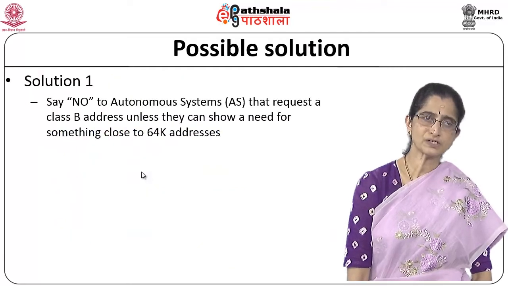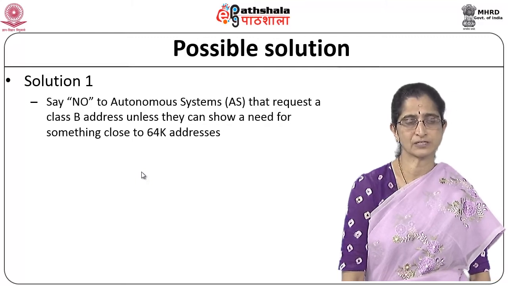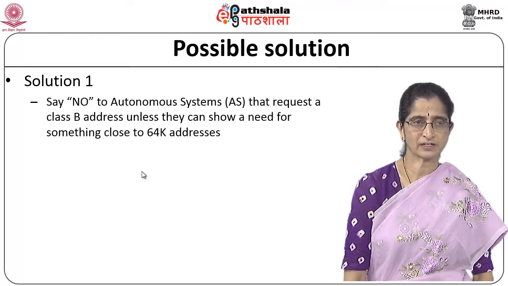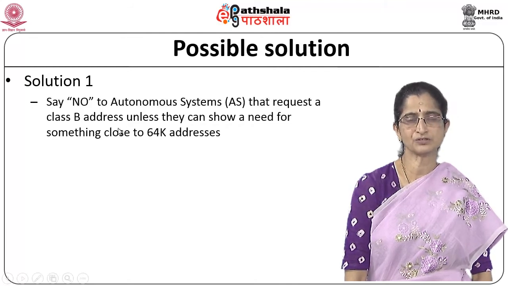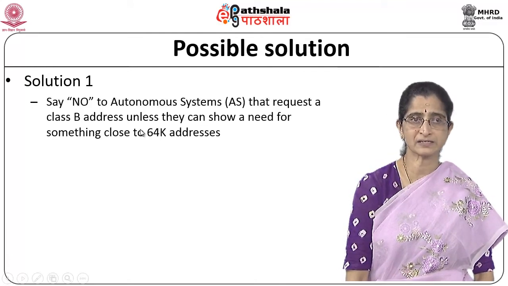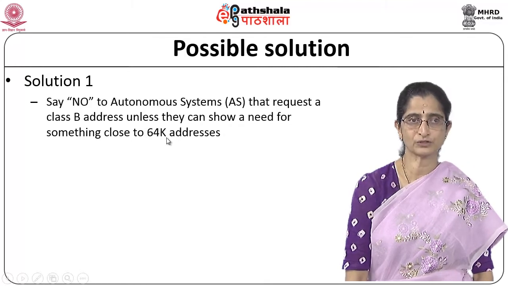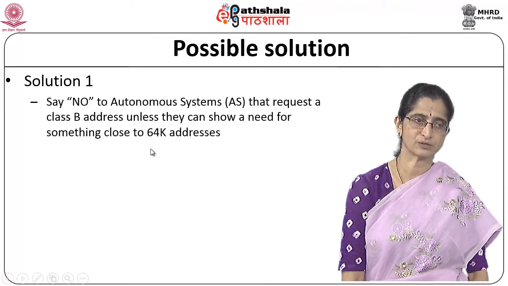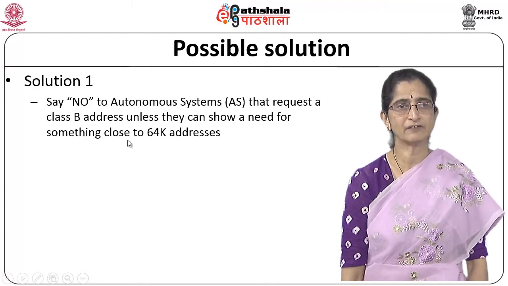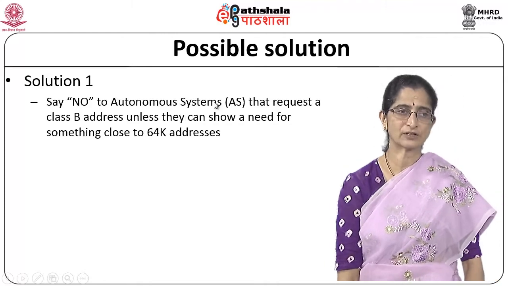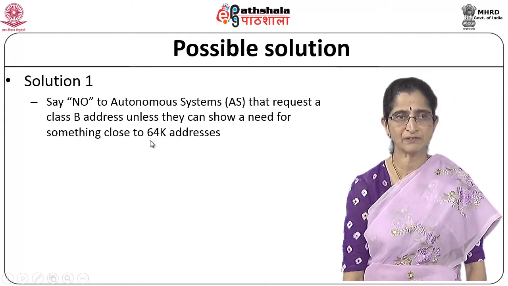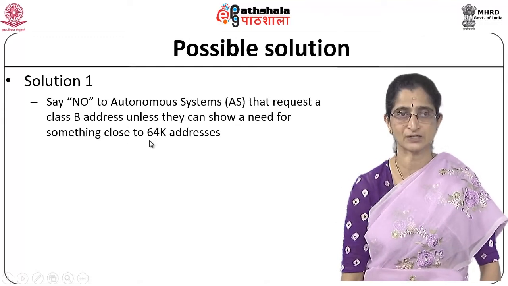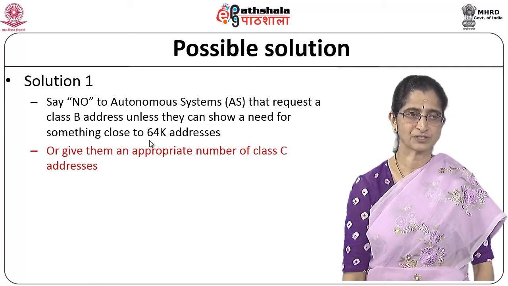So what is the solution that people came up with for this? One of the first solutions, a kind of brute force solution, is that if anybody asks you for a class B address, even though they are not really close to 64,000 addresses, do not grant them one. You just say no to giving addresses to an autonomous system, or a domain, which is asking for a class B address, even though it does not really have 64,000 different addresses that it actually needs. So that is one solution.